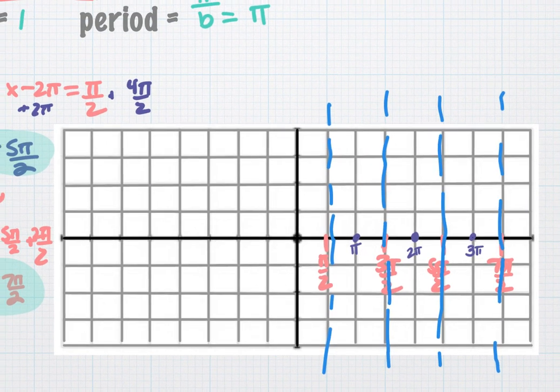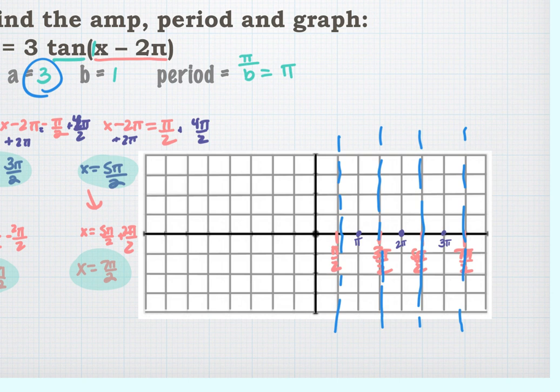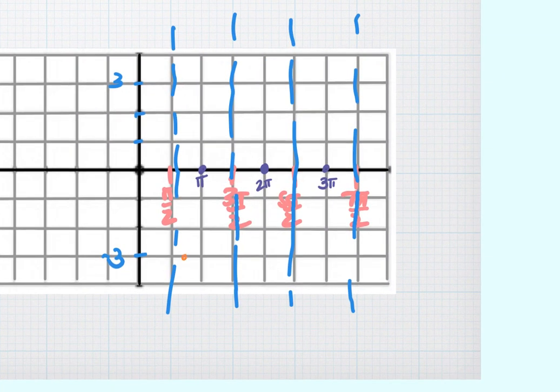I want to mark the A, which is 3, on the y-axis. And a quarter the way in, because this is a positive tangent, we're going to go to the negative A. 3/4 the way in, positive A. Those points, you're eyeballing that quarter and 3/4 point. And then you're going to connect those 3.